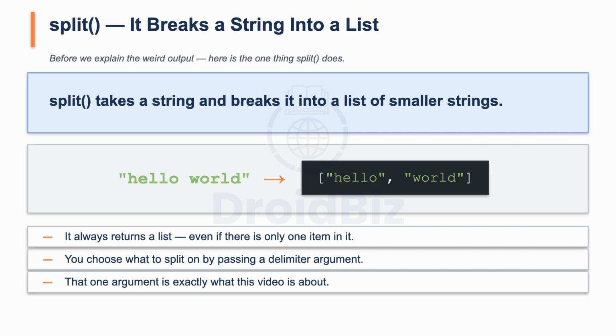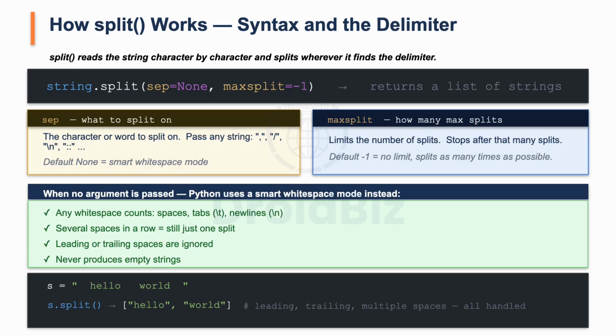Split takes a string and breaks it into a list of smaller strings. So you give it hello world, one single string, and it gives you back a list. Hello and world as 2 separate items. 3 things to remember. First, split always returns a list, even if the result has only 1 item in it. Second, you choose what to split on by passing a delimiter, that is the character you want Python to cut on. Third, that one argument, the delimiter, is exactly what this whole video is about. Now, let's look at the full syntax so we know what we are working with.